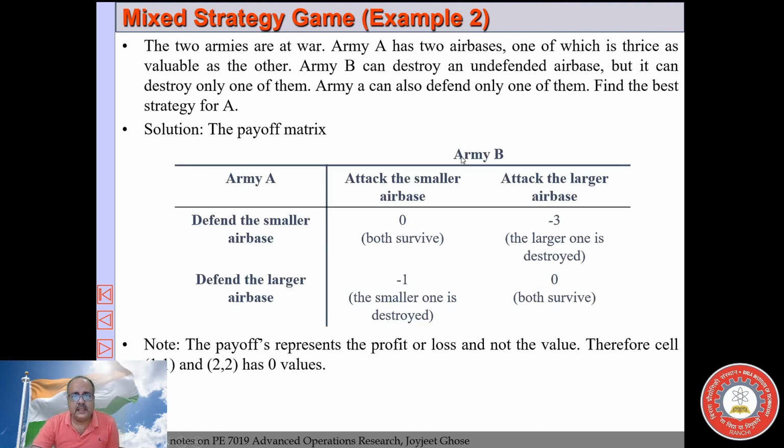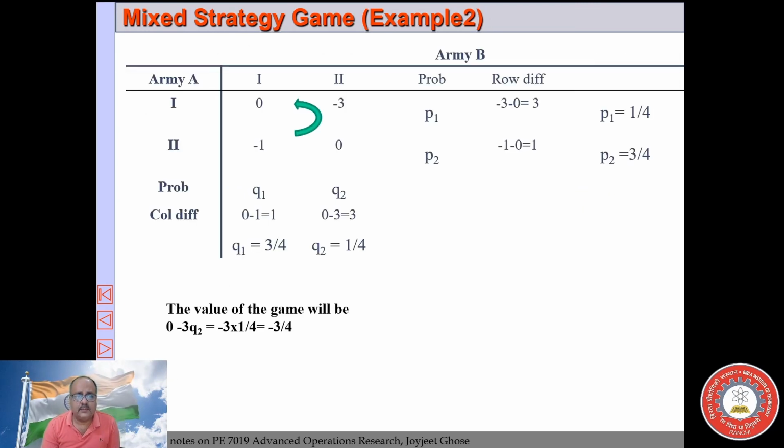So if A defends the smaller air base and B attacks the smaller air base, both survive, so the payoff will be 0. Remember, we are calculating the payoff, not the value of the air base. That means the profits. If B attacks the larger air base and A defends the smaller air base, A loses 3. And if B attacks the smaller air base and A defends the larger air base, A stands to lose 1, and both survive. If A defends the larger air base and B attacks the larger air base, both survive and the payoff will be 0. So you can solve this problem by the shortcut method.